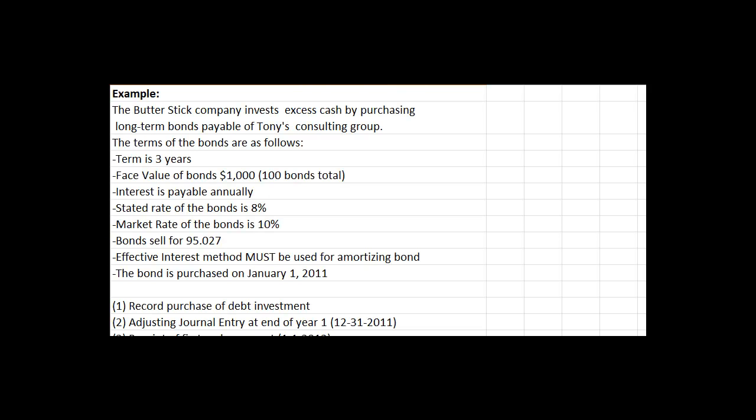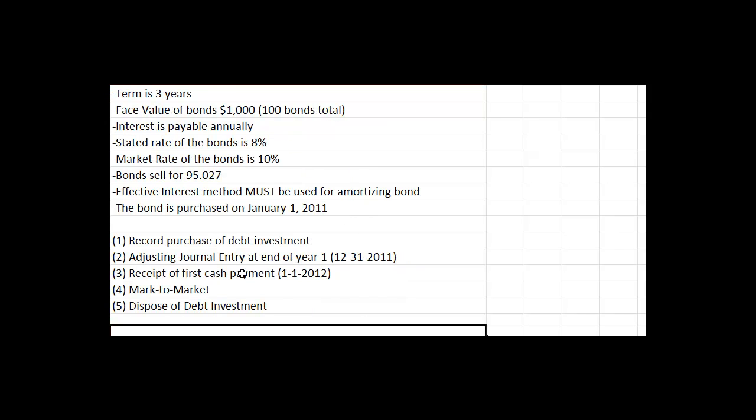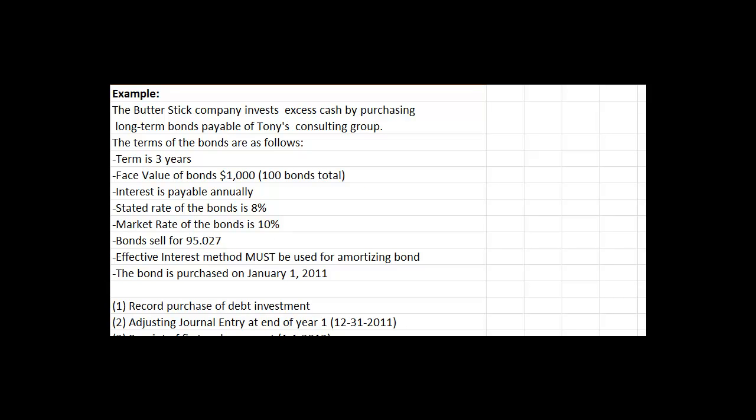And just a reminder, available for sale means that our intent is to hold it into the future and sell it when the time is right. That's very loosely defined. So the problem that you've had available to you on the handout, I've just pulled out some of the key data here, and we're going to be walking through recording the acquisition, adjusting the journal entry at the end of the first year, receiving the first payment, marking to market, and then disposing of the debt investment. So hopefully you've gone through and tried this prior to viewing the video.